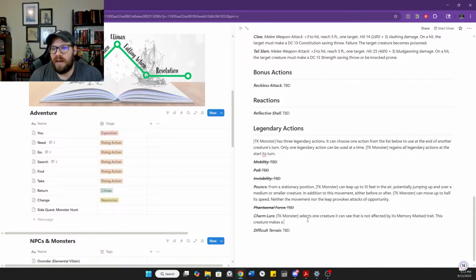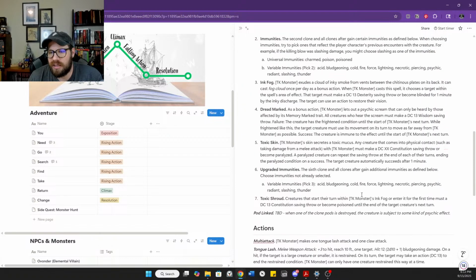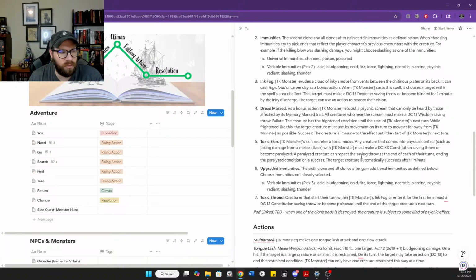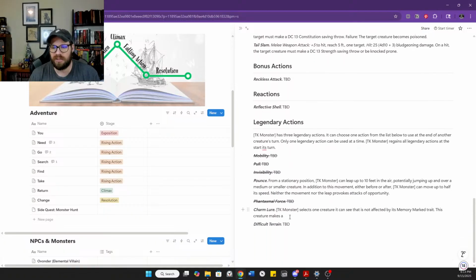Let's see. We've got a bunch of Constitution and Strength saving throws. We've got a wisdom saving throw for Dread Marked. I guess it probably should stay in line with that then, since it's a similar sort of function. So let's stick with wisdom, unless we come up with a good reason not to. A wisdom saving throw. Let's put our DC in here. DC 13, wisdom saving throw.